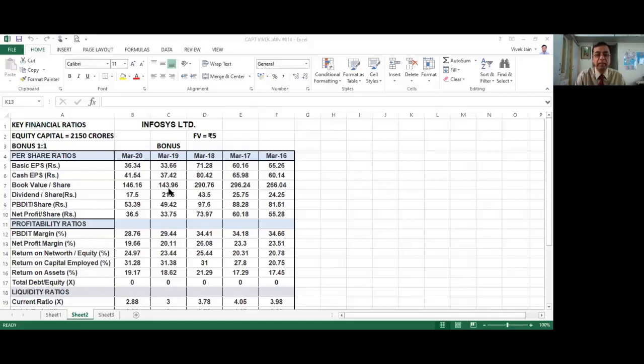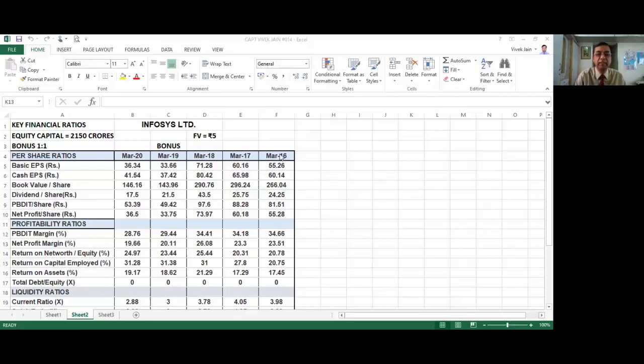doubled. And that is the reason you can see on the screen here that the earning per share has decreased substantially between March 18 and 31st March 19, because the net profit increases slightly, maybe the same or maybe increases slightly, but with the equity capital doubling, the EPS reduces. Please take that into account.